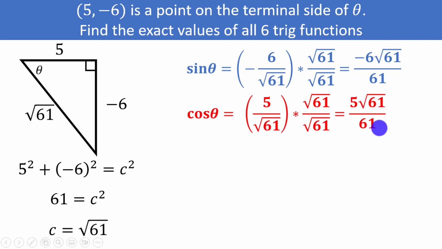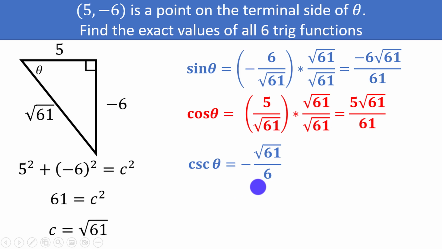Cosecant of theta is just the reciprocal of sine. And if I look at this expression for sine, we would just have the reciprocal, which is negative square root of 61 over 6. Or you could think of it as hypotenuse over opposite, which would just be square root of 61 divided by negative 6, which is exactly what we have here.